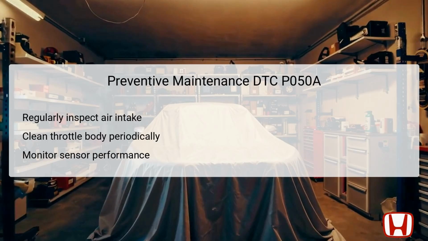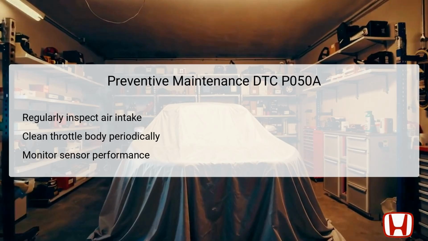To prevent the recurrence of DTC P050A, regular maintenance of the vehicle's air intake system is essential. One proactive approach is to schedule routine inspections of all components involved in the airflow management process, including the air cleaner, intake duct, and throttle body. Additionally, cleaning the throttle body periodically can help prevent carbon buildup, which can obstruct airflow and cause performance issues.